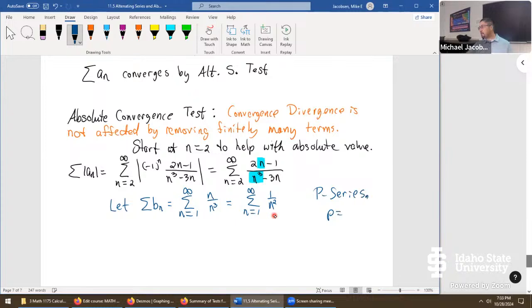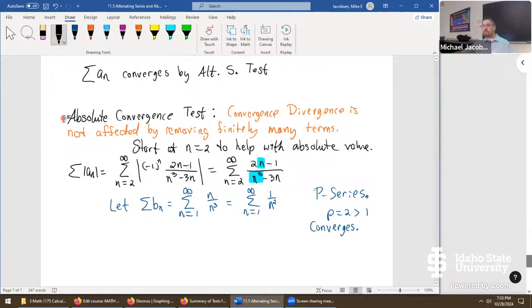Power p is 2, which is greater than 1. This is always a point of time to kind of reflect and make real sure. That's bad for a geometric series, but for a p series, this implies convergence right away. So we'll say converges.